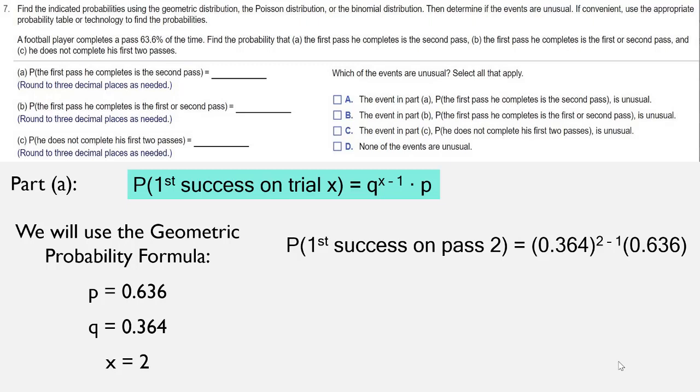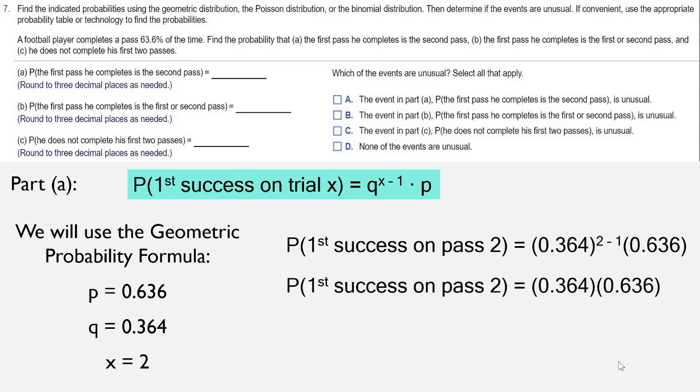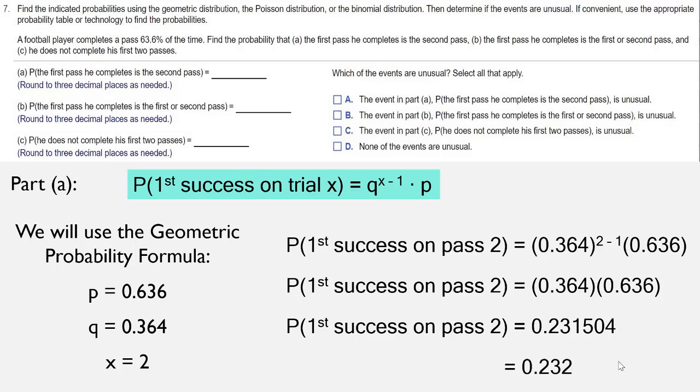The power is 2 minus 1, so the power on the 0.364 is the first power. So this ends up being 0.364 times 0.636. And if we multiply those together, we get 0.231504. Rounded off to 3 decimal places is 0.232. That's our answer for part A.